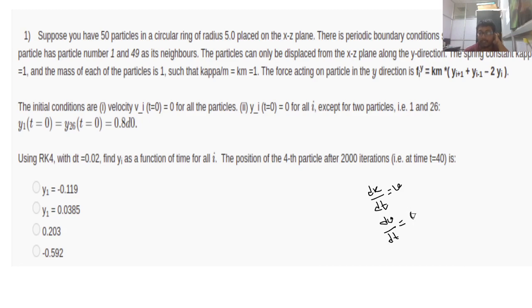So that was the strategy to couple two equations, and then we can solve that by the RK4 method. Here there is some force depending upon x, but instead of one particle we have in this question 50 particles in a circular ring. Let's say you have an xyz plane where this should be y.